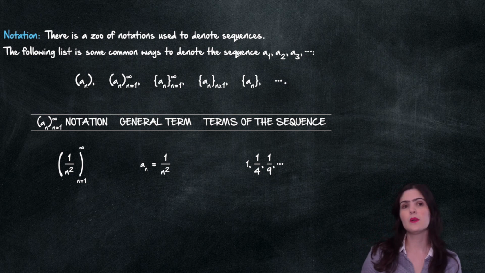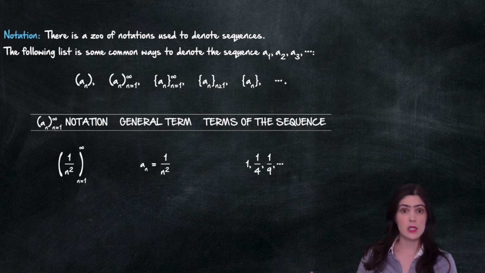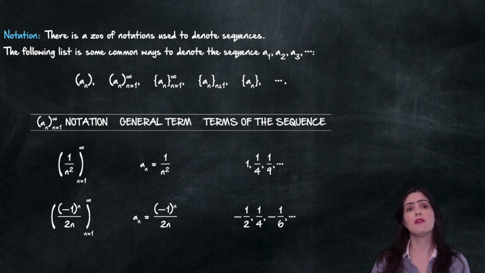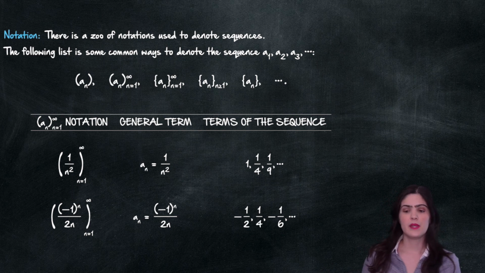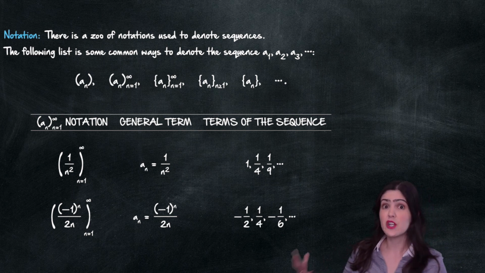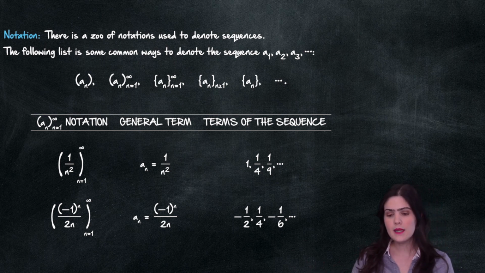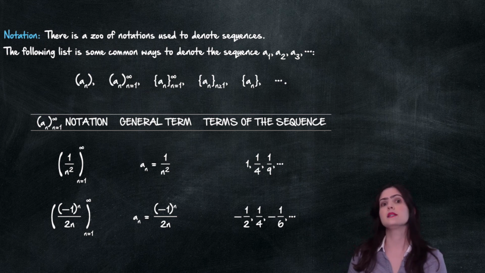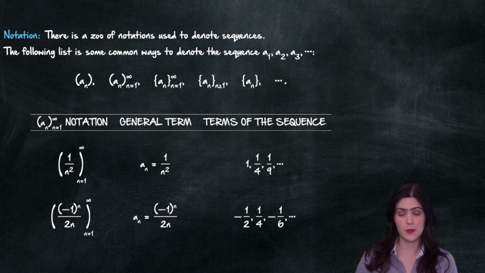So we could have this sequence of 1 over n squared. The general term is a sub n equals 1 over n squared. And here we have the first three terms of the sequence: 1, 1 over 4, 1 over 9. And the same thing with this one here, minus 1 to the n over 2n. We can say the general term of the sequence is a sub n equals minus 1 to the n over 2n. And here we have the first three terms of the sequence: minus 1 over 2, 1 over 4, minus 1 over 6, and it would continue.